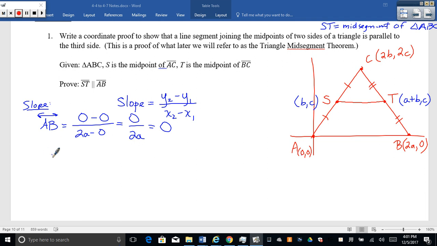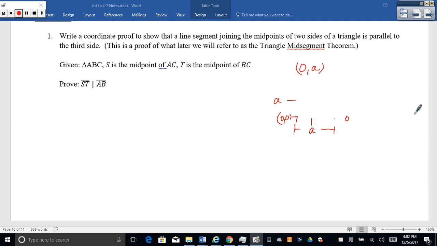For ST, I'm going to start with point T, and again, it doesn't matter which one you start with, but I'm going to do c minus c over a plus b minus b. So again, where I'm getting that is I'm going to go this minus this over this.